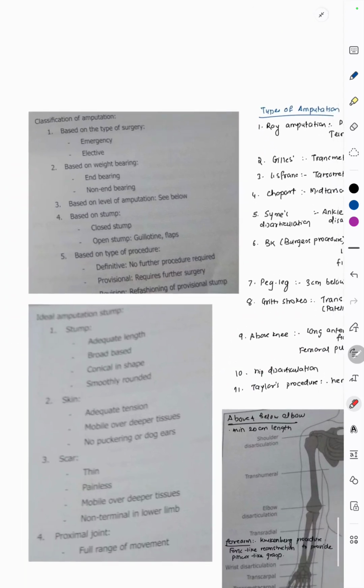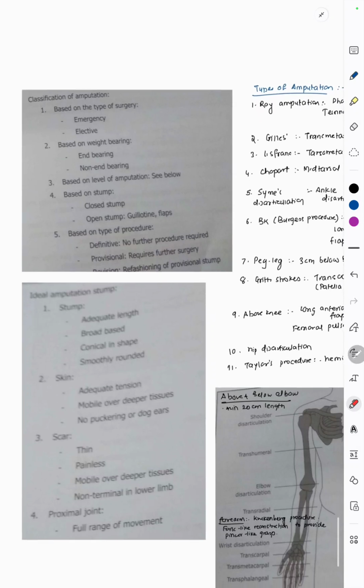And apart from that, other classifications of amputations are based on the type, emergency or elective amputation, end bearing or non-end bearing. Then based on the stump, closed stump or guillotine, open stump, that is guillotine amputation. And based on the procedure, it's a definitive amputation, provisional amputation.